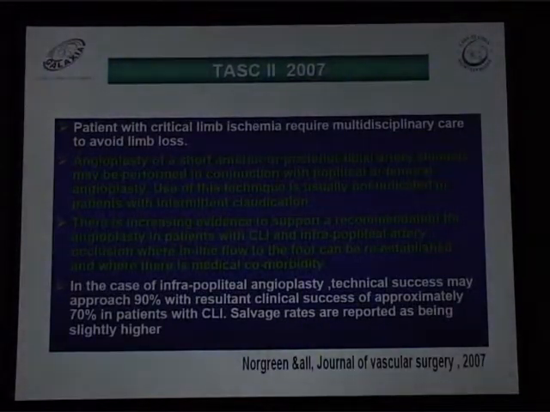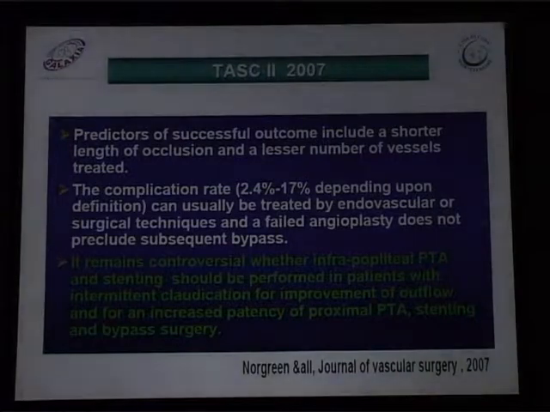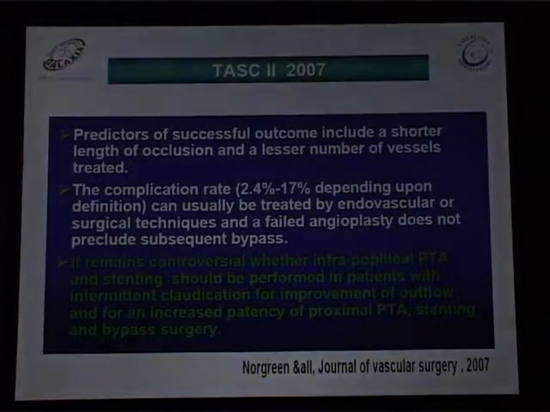In the case of infrapopliteal angioplasty, technical success may approach 90% with a resultant clinical success of approximately 70% in patients with CLI, and salvage rates are reported as being slightly higher. Predictors of successful outcome include a shorter length of occlusion and a lesser number of vessels treated. The complication rate can usually be treated by endovascular or surgical techniques, and a failed angioplasty does not preclude subsequent bypass. It remains controversial whether infrapopliteal angioplasty and stenting should be performed in patients with intermittent claudication for improvement of outflow and for an increased patency of proximal arteries with stenting and bypass surgery.